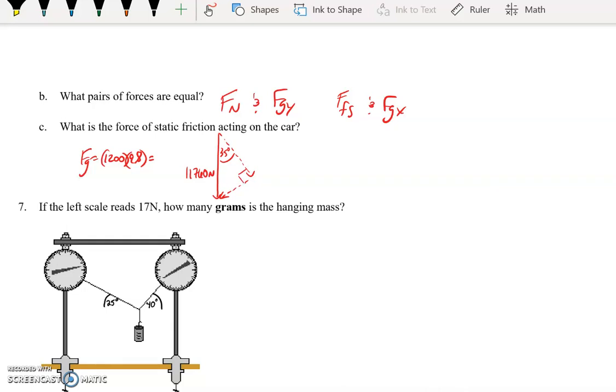And so the force of friction is going to be equal to Fgx. So if we can find Fgx, we've got our force of friction. So that's opposite the angle. So sine 35 equals Fgx over 11760. Fgx equals 6745 newtons. And I would label that as uphill for the force of friction.